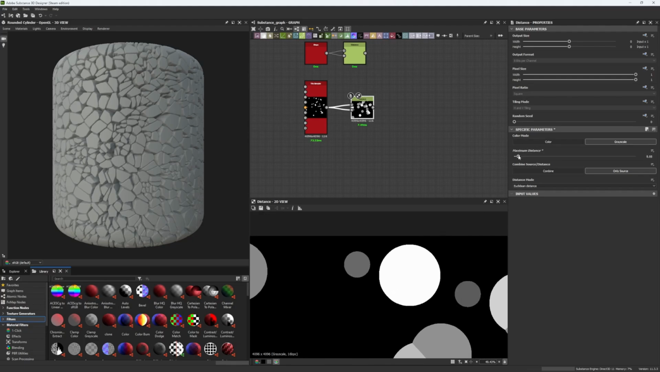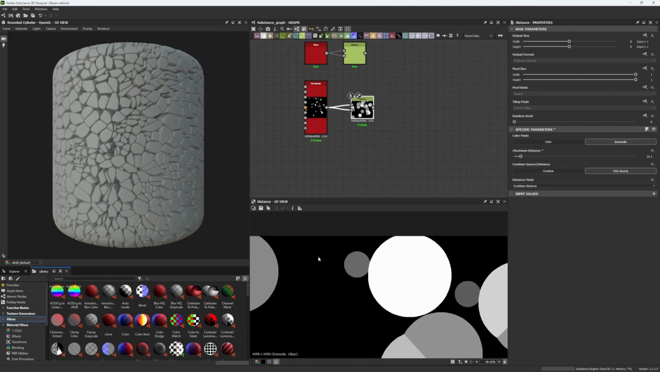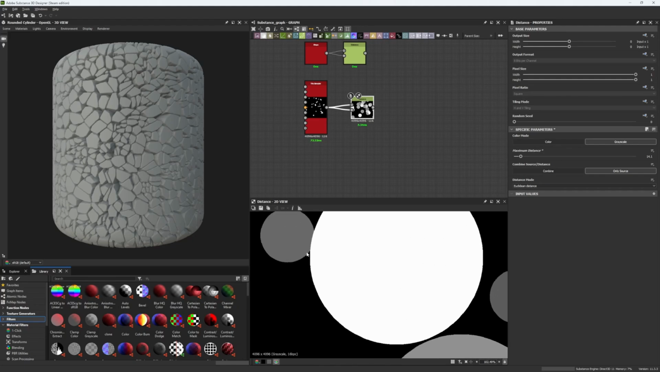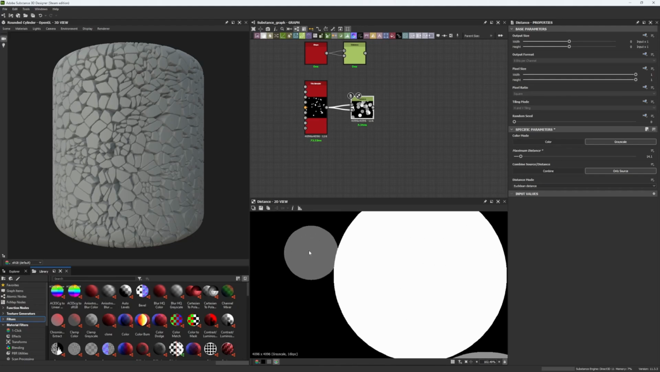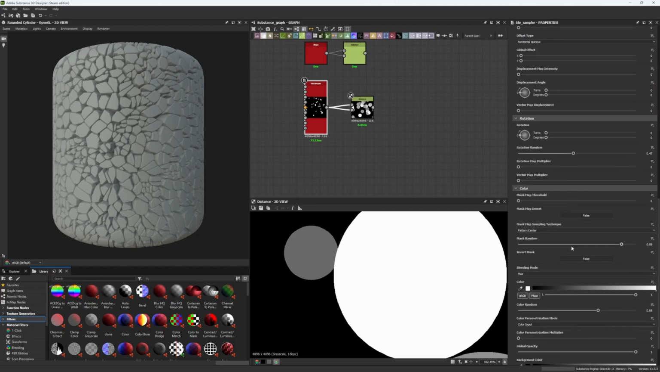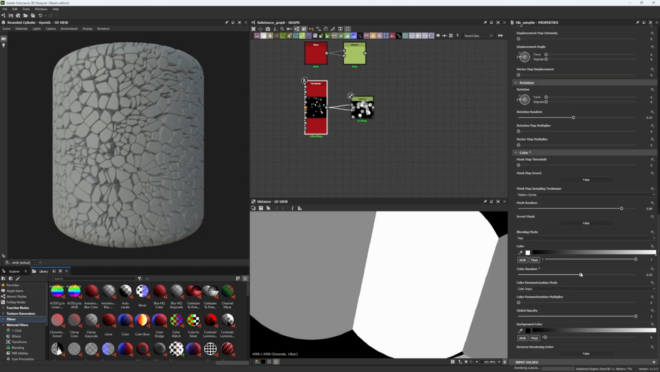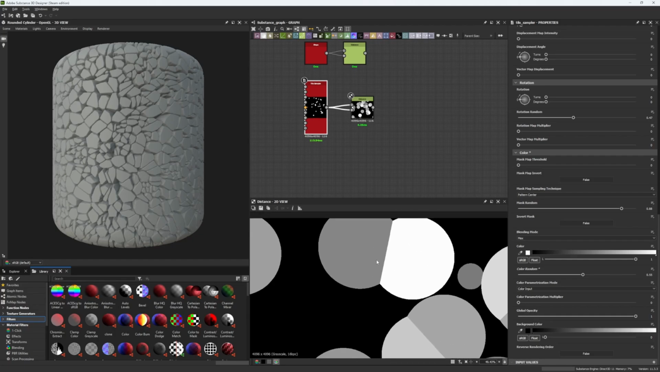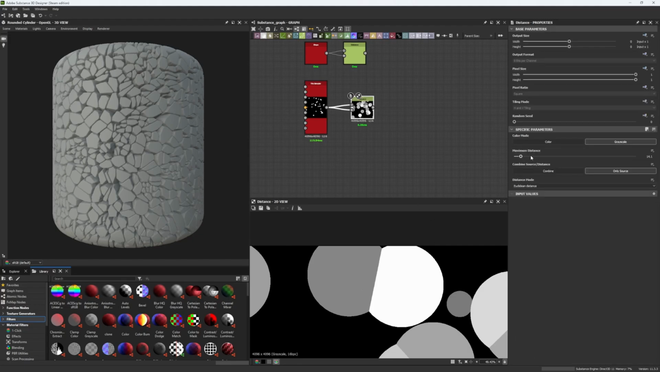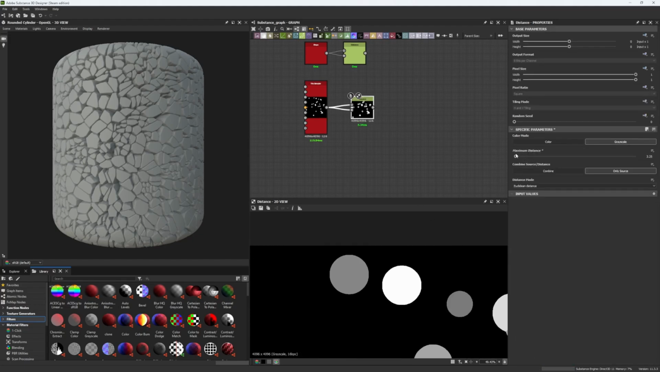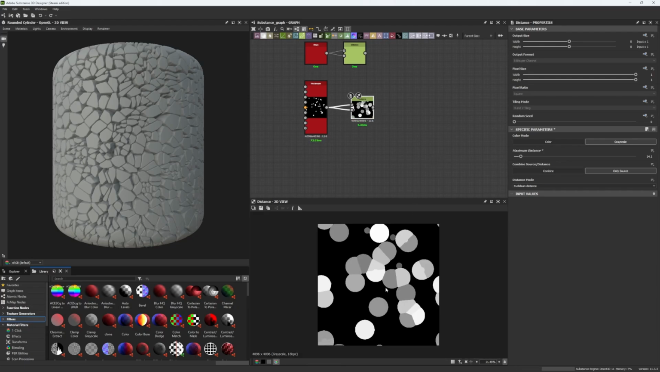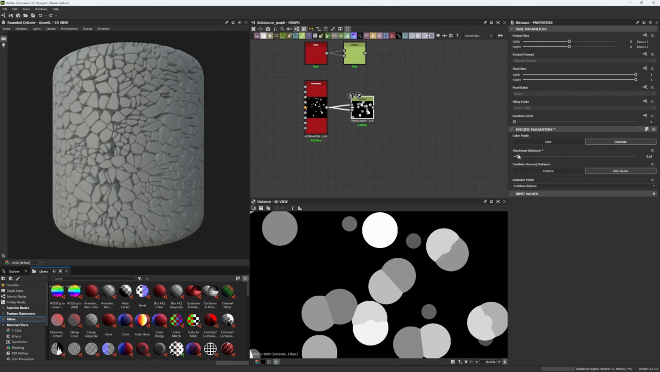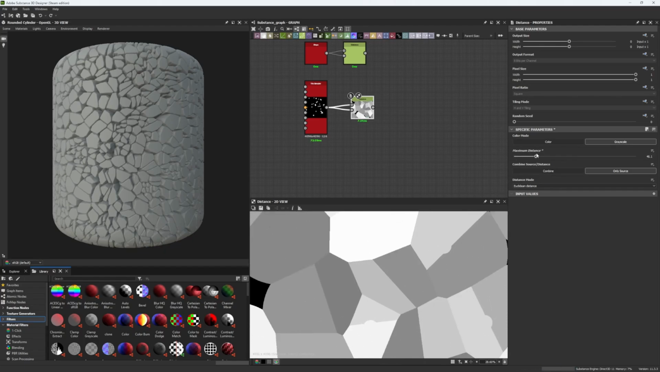So the distance node has two inputs. One is for the mask and the other is the source input. The funny thing is that it takes the pixels that have a value of 0.5 upwards and expands them outwards with a fade. So with this map, an entire sampler with different circles with different grayscale values, if I start to increase the maximum distance, you will see that they start growing.